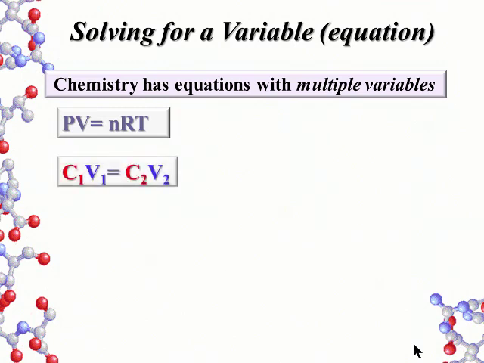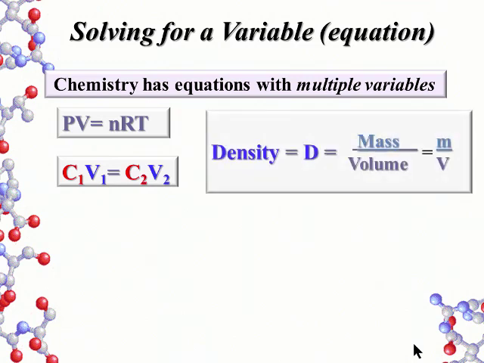And then there's the concentration dilution equation. It has C1 times V1 equals C2 times V2. And the density equation. The density is mass over volume. D equals M over V. Now, this isn't time to investigate how and why these equations work. That comes later. These are just examples of multiple variable equations.